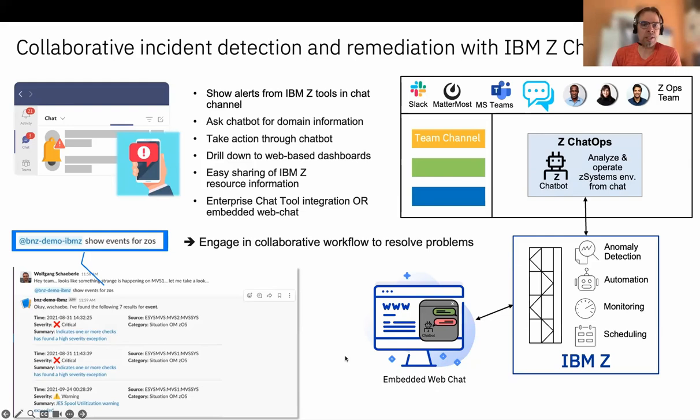A pretty new addition in our latest Z ChatOps release is that you can also embed the chat window in a web-based user interface. So not only can you use it from an enterprise chat platform like Slack or Teams, you can also embed it into a web UI. This is a kind of toolkit that you can embed in any web UI that you want to offer this function.